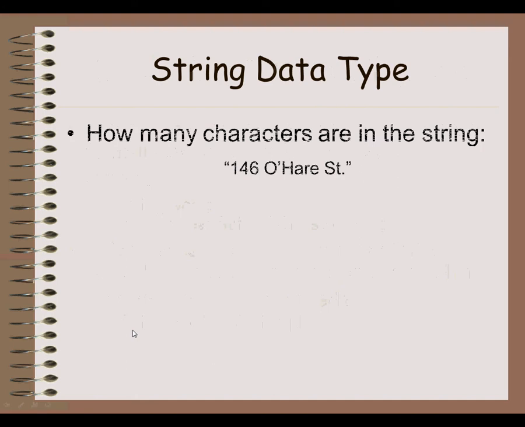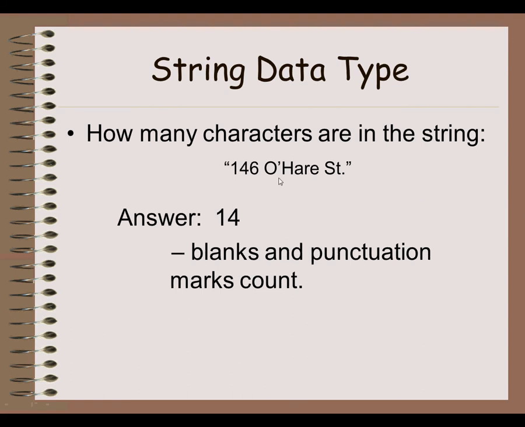Now when we work with a string object, we have to sort of understand what information we're holding. So let's say I've got a string, 146 O'Hare Street. The question I'm going to ask you is how many characters are contained in this particular string? The answer? 14. How did I come up with that answer? Well, it's because you have to remember that a space is in fact a character, as is a punctuation, as is a period. So we've got 1, 2, 3, 4, 5, 6, 7, 8, 9, 10, 11, 12, 13, and 14.